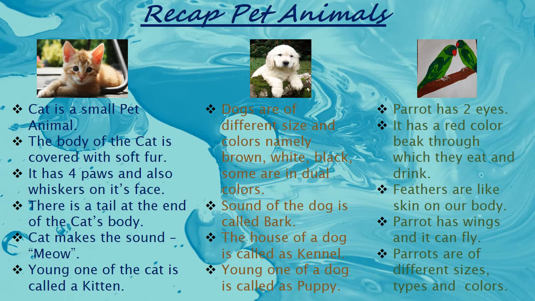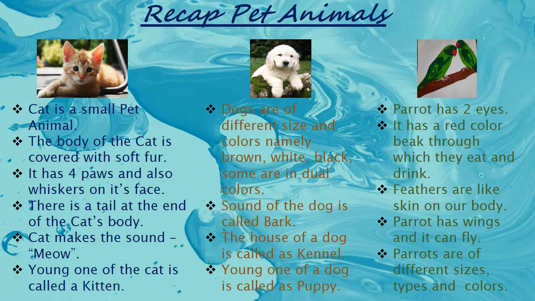Now we have the pet animal dog. Dogs are of different sizes and colors, namely brown, white, black, and do you know some are in dual colors? Dual colors mean they are two in colors, like black and white or brown and white, right? The sound of the dog is called as a bark. The house of a dog is called as kennel. And the young one of a dog is called as a puppy. Correct?